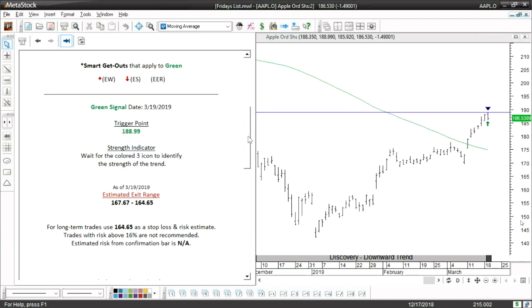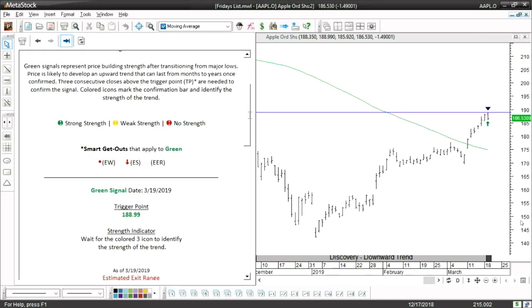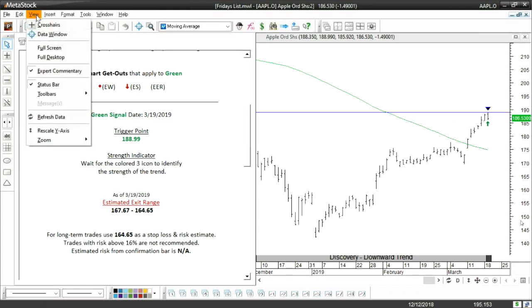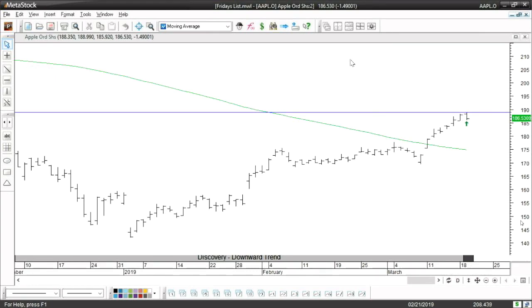Remember we spoke about the trigger point, the TP? Well, the trigger point happens to be 188.99, and that's represented with a line right here. Now, as soon as we see the green arrow appear on our chart, which is going to appear in the evening, the first thing we do is go to the commentary and get the trigger point, because that's going to be a guide for us. That's all we do, is we go get our trigger point.